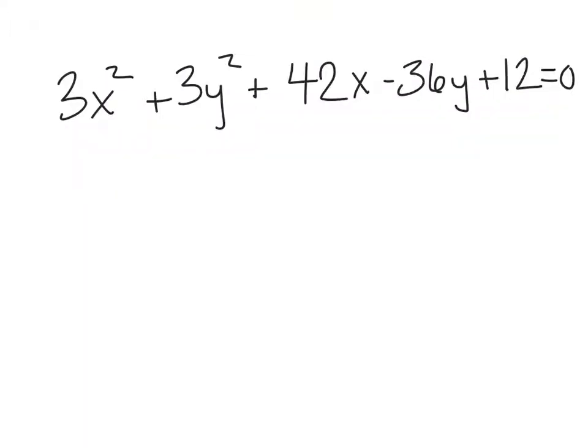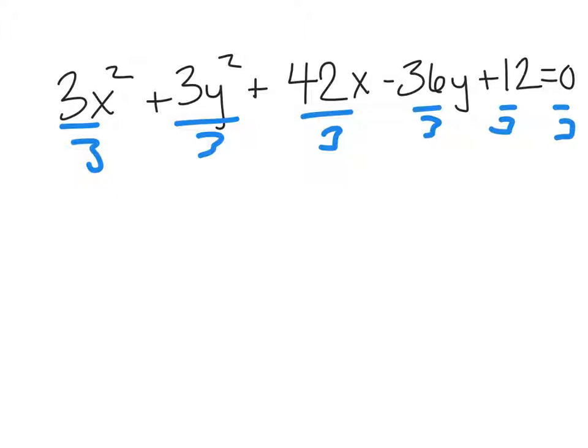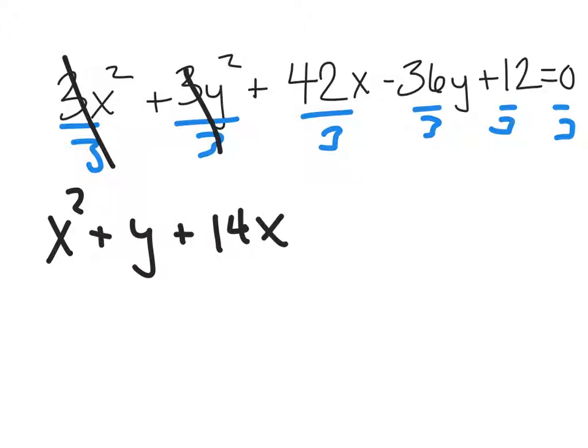Okay, now even uglier is if that coefficient isn't a 1, because remember, to complete the square, our coefficient has to be a 1. So in this case, I'm going to divide every term I see, all of them, by the number 3. Again, even the 0. Everybody gets divided by 3. You can't leave any term out. So I've got x squared plus y squared plus 14x minus 12y plus 4 equals 0.